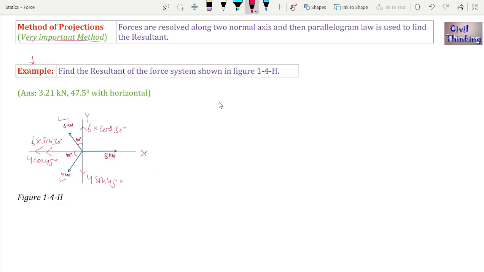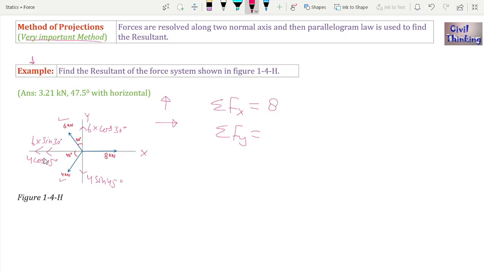Now we will add the summation of forces in the x direction, then we will add the summation of forces in the y direction. What does it mean? We will add all the forces in the x direction, and then we will add all the forces in the y direction. Let's assume forces like this are positive and forces like this are positive, and opposite to them will be negative. Now 8 is positive, right? So summation of Fx will be 8.